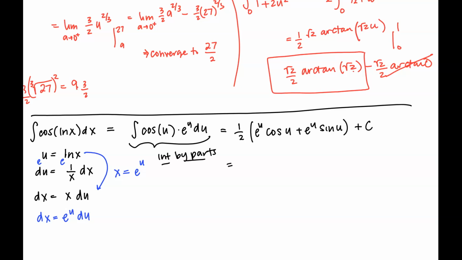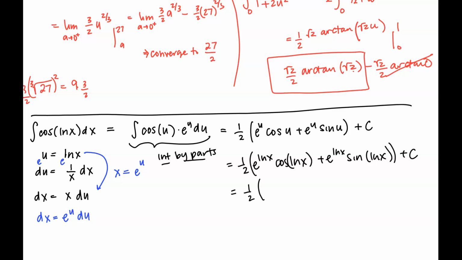c, and then we'd have one more step: 1/2 e to the ln of x cosine of ln of x plus e to the ln of x sine of ln of x plus c, and e to the ln of x is just x, so 1/2 x cosine of the ln of x plus x sine of the ln of x plus c. Cute. All right, so that was the final one, which was a fun little u-sub trick to integration by parts.